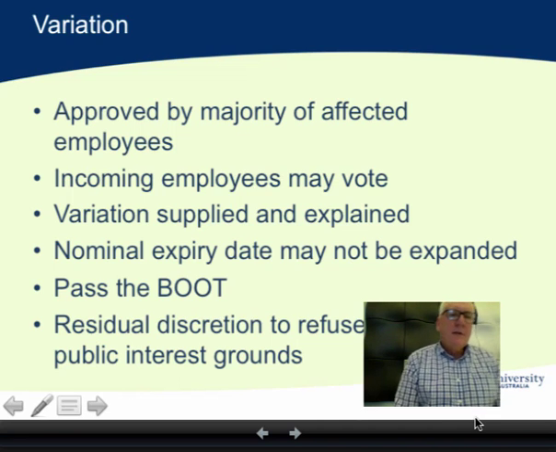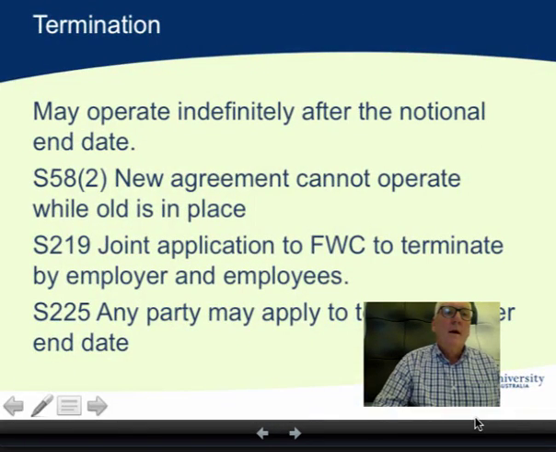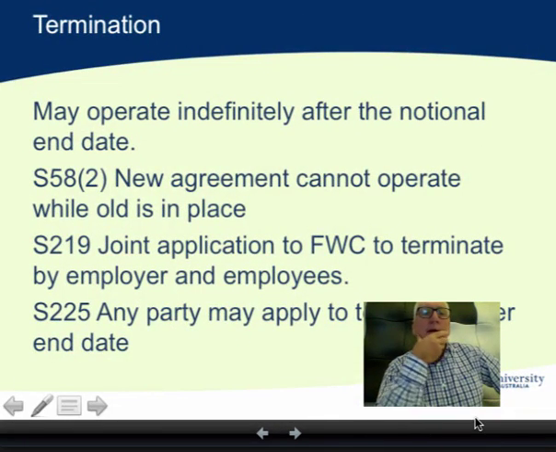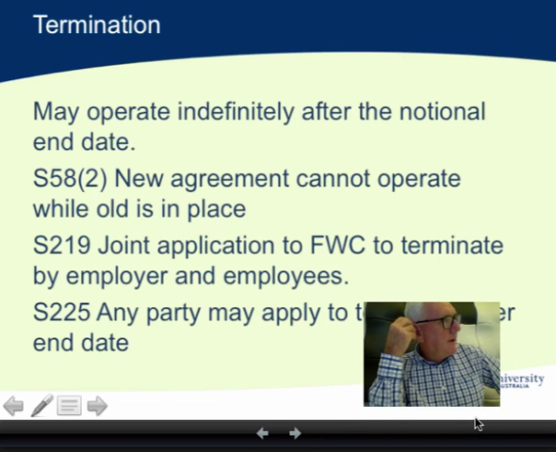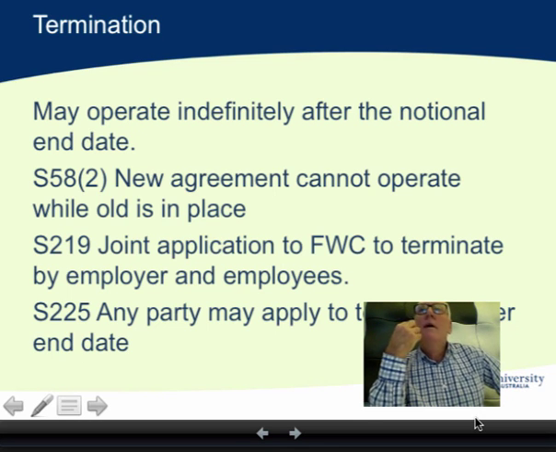And interesting, the Fair Work Commission has a discretion to look at all of that and still refuse to approve the variation on serious public interest grounds, but there are no particular examples given. So it seems to me that it's just the sort of discretion that's logical that they would keep. The agreements can run on indefinitely after the notional end date. So you could have an agreement that was likely to expire sometime this year, and it might take a year or two for the parties to eventually get around to renegotiating a new agreement.